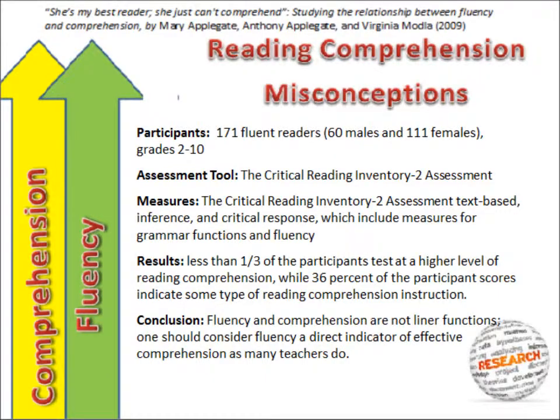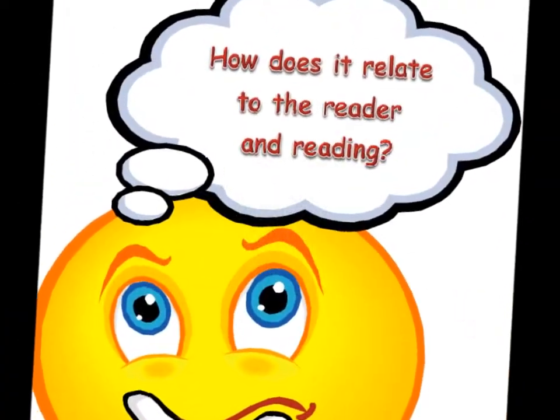There have been many logical assumptions about the components of reading that have led to many misconceptions, such as the direct correlation between fluency and comprehension. Research shows that they are both important and should not be taught in isolation. However, teachers should not use fluency as a direct indicator for comprehension.